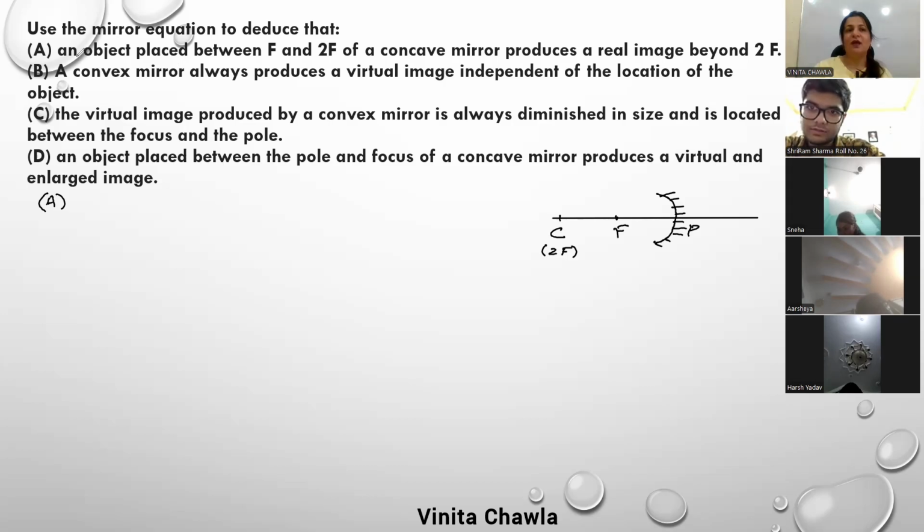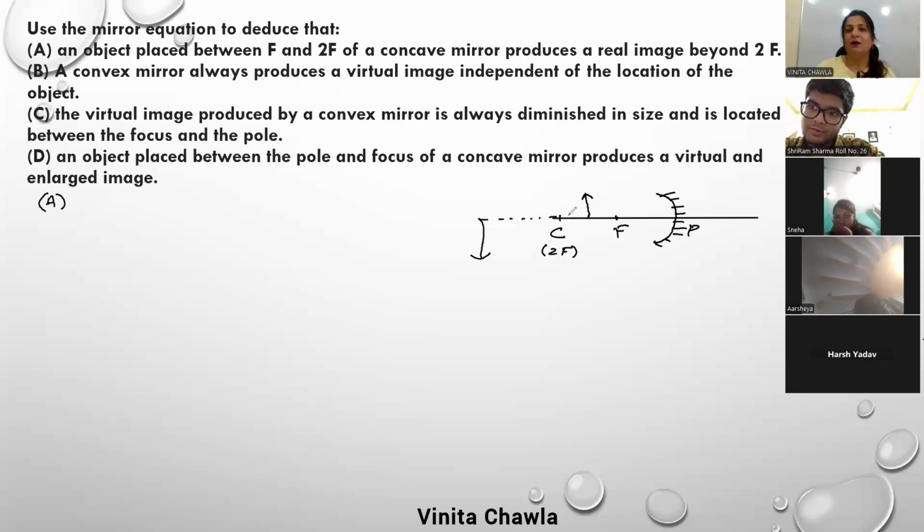Okay. We have an object placed between F and 2F. 2F is the center of curvature. And we have to prove that if we place an object between focus and center of curvature, then the image is always formed beyond 2F. A real image is always formed beyond 2F. We always get the image here. Okay? Yes, this is what we have to prove. Now we have to prove this mathematically. Okay? How are we going to prove it?